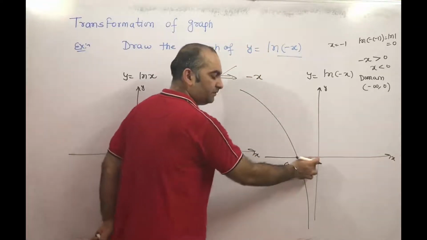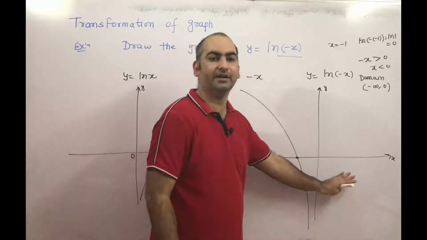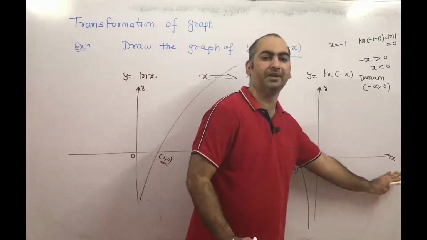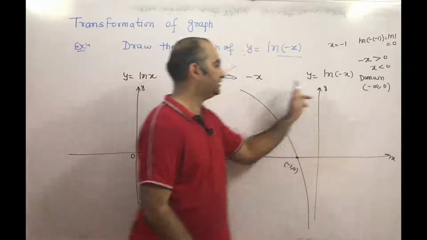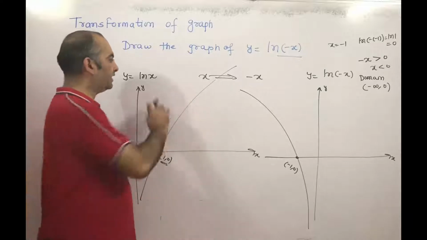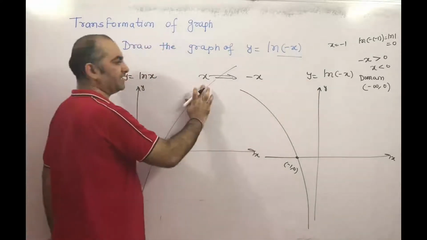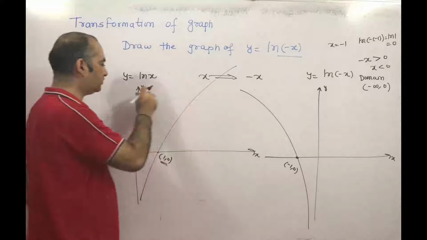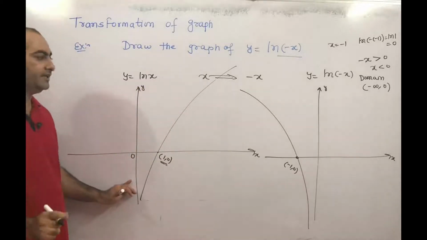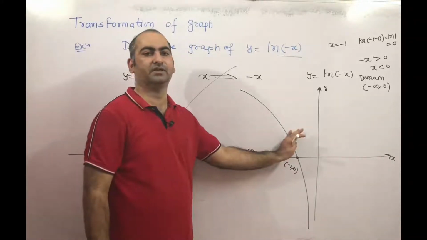Minus infinity to 0, we will get the graph, and on this side we will not get a graph because this is not in the domain. So you can relate this graph and this graph. What is the relation? Instead of x, we are replacing with minus x. So we have to rotate this one 180 degrees with respect to the y-axis, and we will get this function's graph.